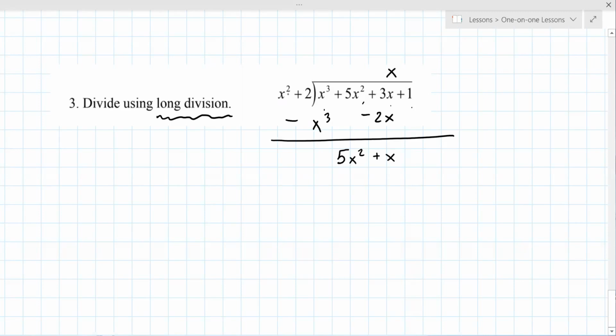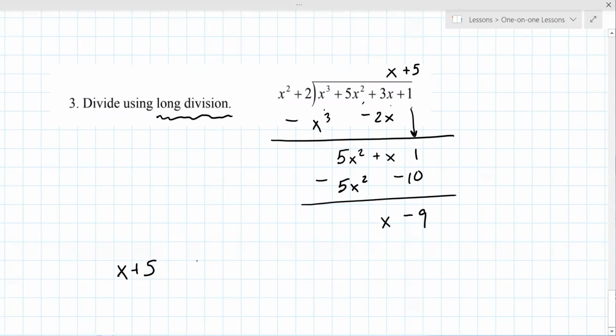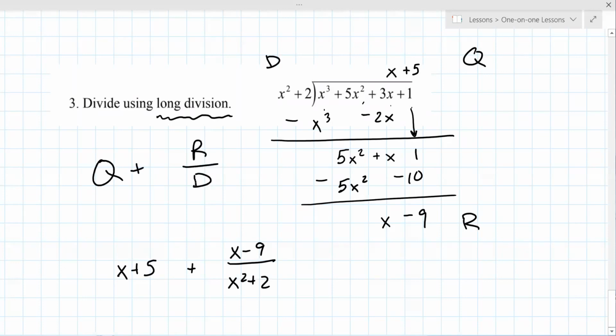So what do you multiply x squared by to get 5x squared? The answer is 5. 5 times x squared is 5x squared. 5 times 2 is 10. You're subtracting, so you change the sign of both. Okay, so these cancel, x comes down. Really, this 1 should have been brought down, so it's minus 9. Okay. So the answer is x plus 5 plus (x minus 9) over (x squared plus 2). It's the quotient, remainder, divisor. So it's always quotient plus the remainder over the divisor.